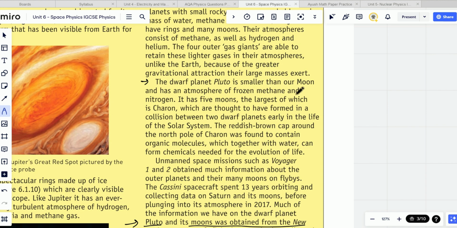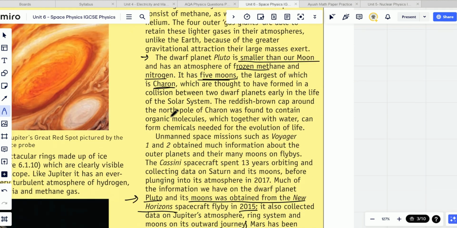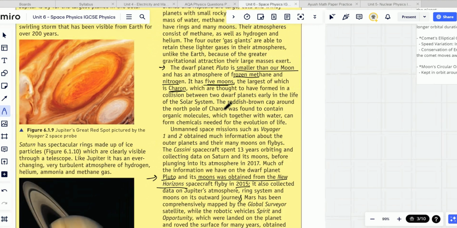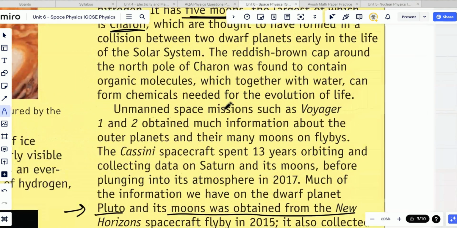So see, the dwarf planet Pluto is smaller than our moon. It is smaller than our moon and it has an atmosphere of frozen methane and nitrogen. It has five moons and the largest moon is Charon, which is thought to have formed in a collision between two dwarf planets early in the life of the solar system. So you need to remember this.